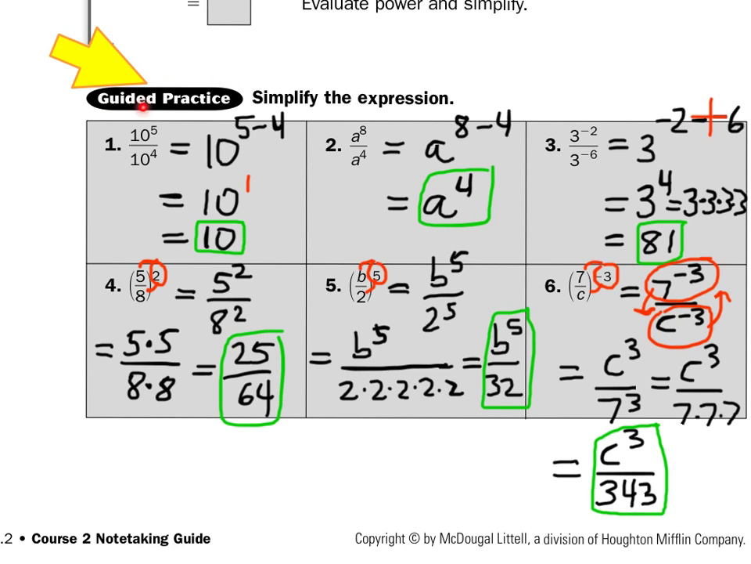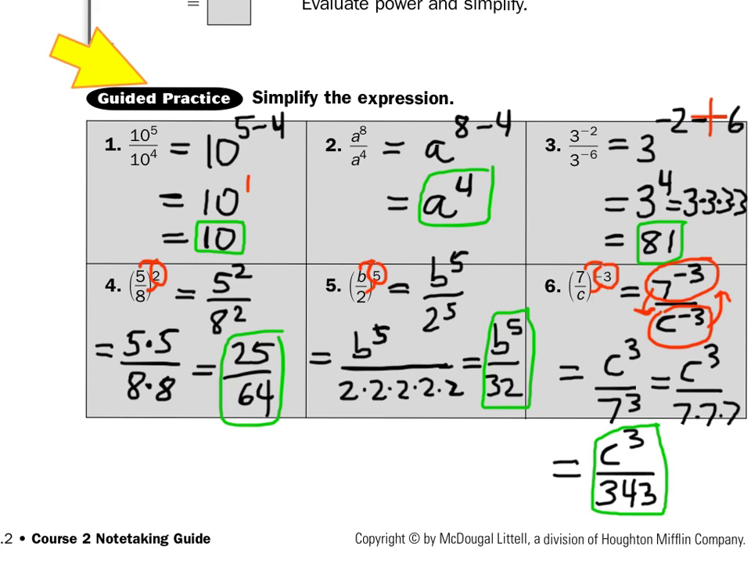All right, so let's practice here. Take a look at number 1. 10 to the 5th power over 10 to the 4th power. Well, the bases match, so I copy the 10, and then you do 5 minus 4. So that would be 10 to the 1st power, or just 10.